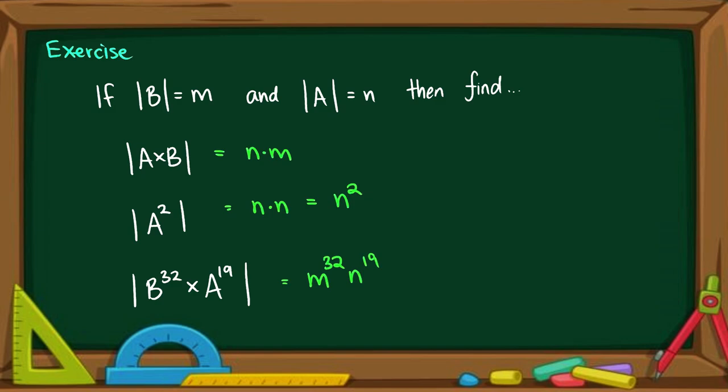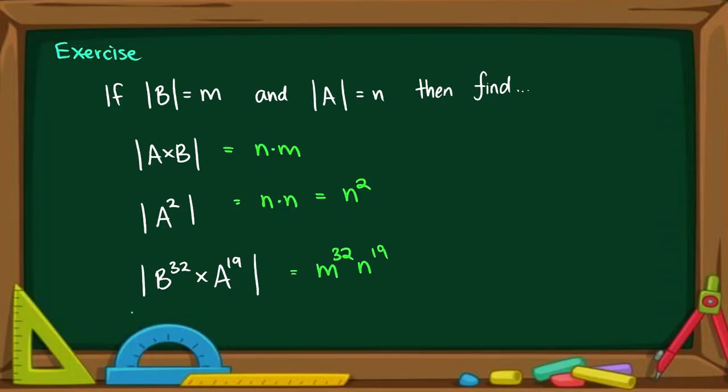In fact, it doesn't even matter what order this is in, because A cross B and B cross A are going to have the same size. It's just the order's different. So this would be something like B cross B cross B cross A cross B cross A cross A, all the way up to the 19th A. But even if we messed around the order, the size would still be the same.